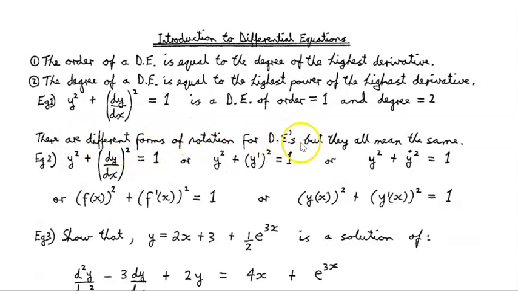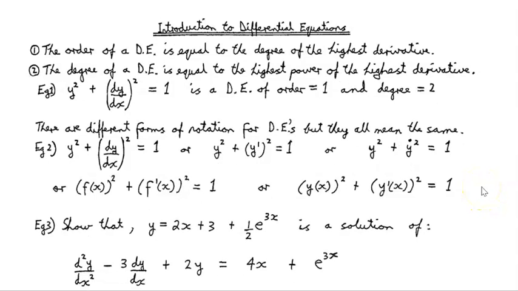There are different forms of notation for differential equations, but they all mean the same thing. We can have y squared plus (dy/dx) all squared is 1. The same thing can be written as y squared plus y dash, or y prime, depending on how you want to say it, all squared is 1. Or we can have y squared plus y dot squared equals 1. This dot is most often used in relation to a derivative with respect to time, so it's often used by engineers. Another notation: f of x squared plus f dash, or f prime, of x squared is equal to 1, or y of x squared plus y dash, or y prime, of x squared is equal to 1. Five different ways of saying the same thing.